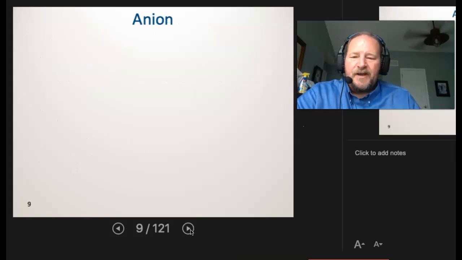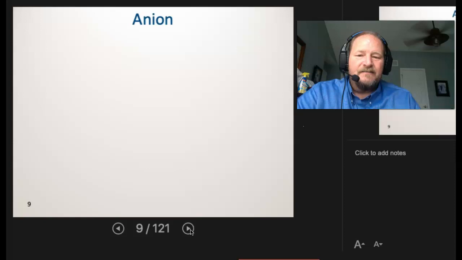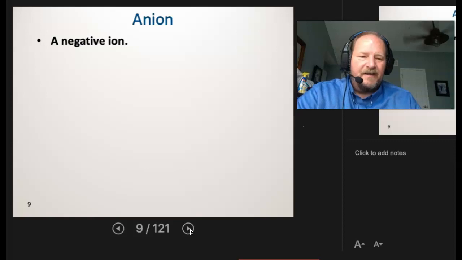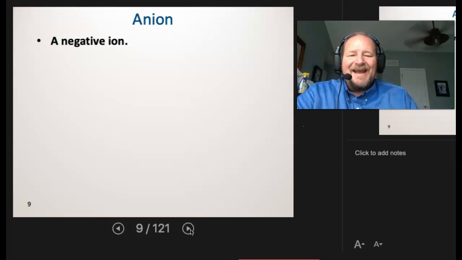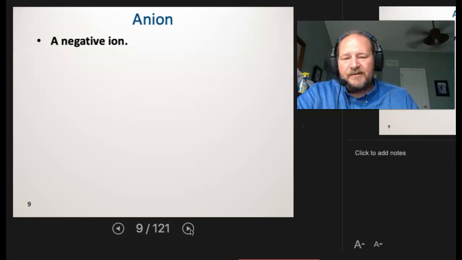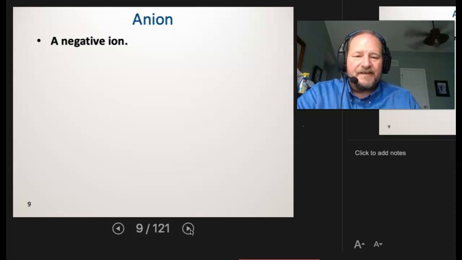So the first name we're going to get is going to be an anion, a negative ion. So it's right there in the name. A negative ion. To make a negative ion, I'm going to either have to gain or lose electrons. Now remember, the protons are going to stay the same. So if I want to make a negative ion, I have to gain electrons.